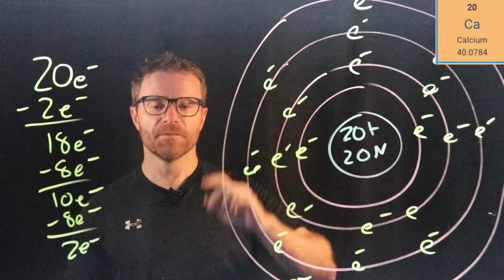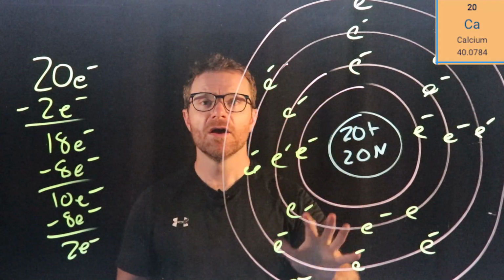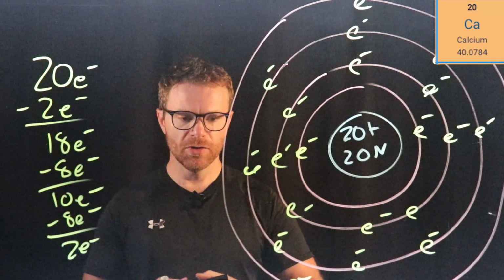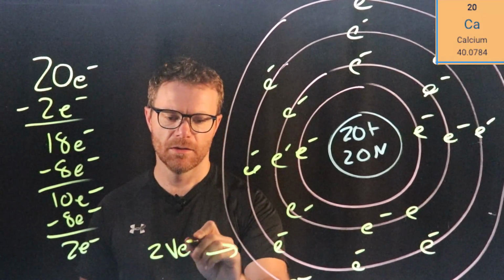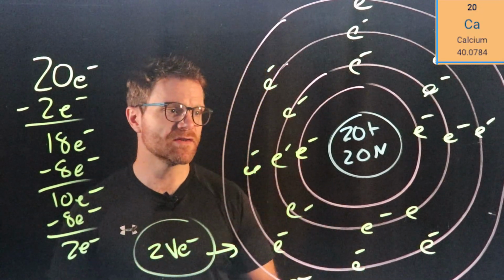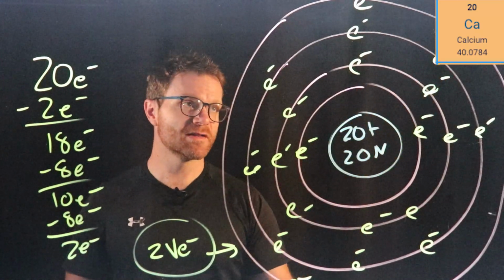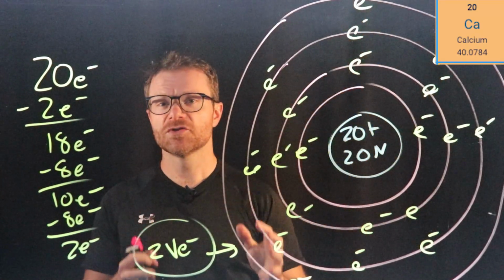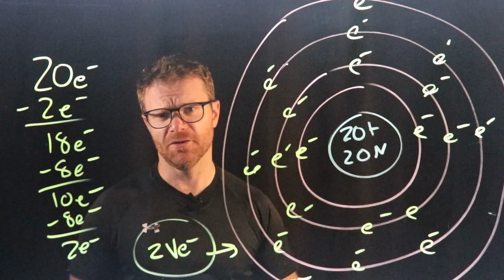It's this one here. And I can just count the electrons that I put in there. I put 2 electrons in there. So calcium has 2 valence electrons. How many total electrons does calcium have? It has 20, all of these. But how many valence electrons does it have? It has 2 valence electrons. So it's pretty easy to count.